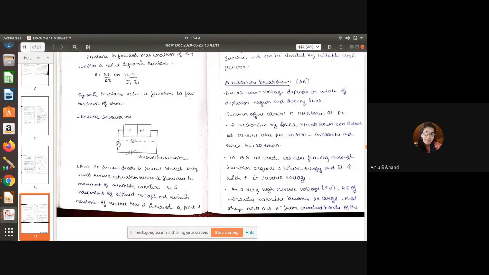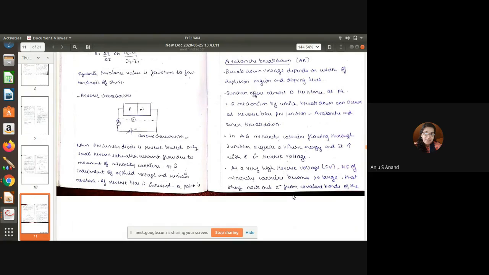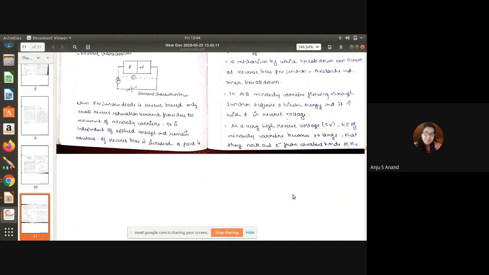Normally a junction offers almost zero resistance at this point. Two mechanisms by which breakdown occurs are avalanche and Zener breakdown. In avalanche breakdown, minority carriers flowing through the junction acquire kinetic energy, which increases with increasing reverse voltage. So while we are applying a very high reverse voltage, the kinetic energy is also high.